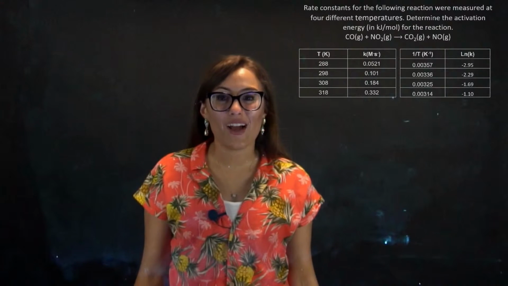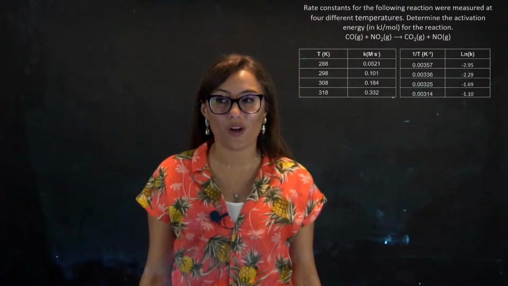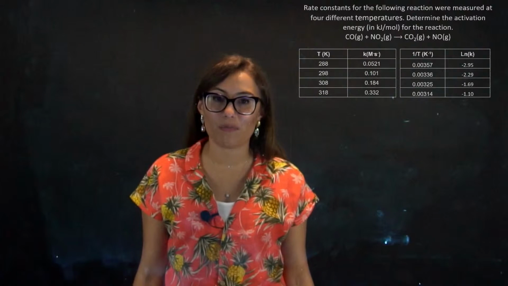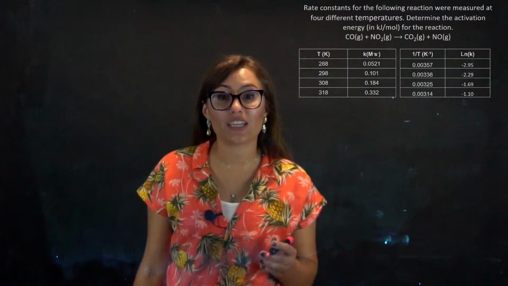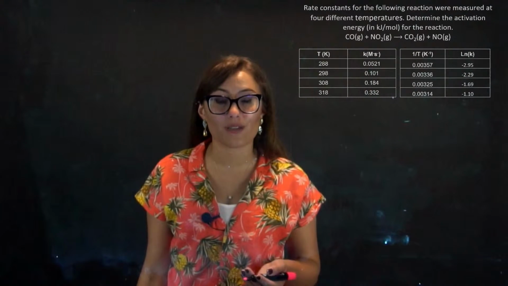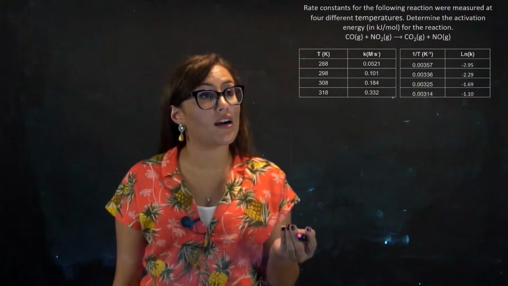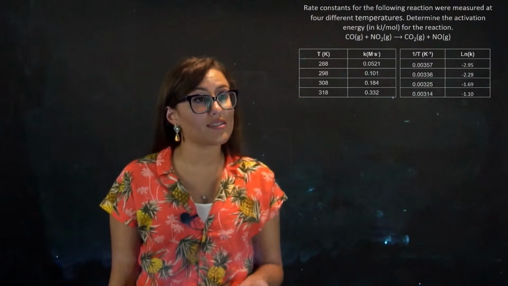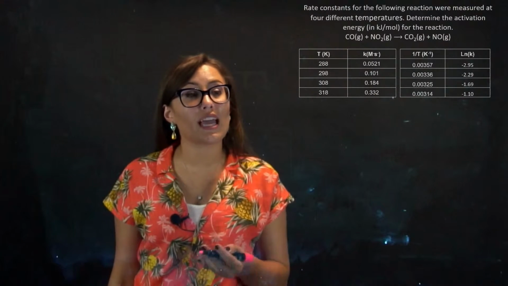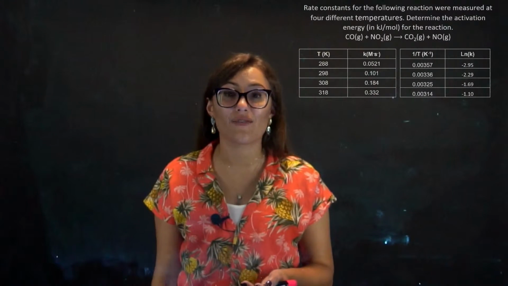Hello and welcome back. The following problem states: rate constants for the following reaction were measured at 4 different temperatures. Determine the activation energy in kilojoules per mole for the following reaction. As you can notice, I have 2 different tables. I have a table displaying temperature and the rate constants, and another one that's looking at 1 over temperature and ln of K.